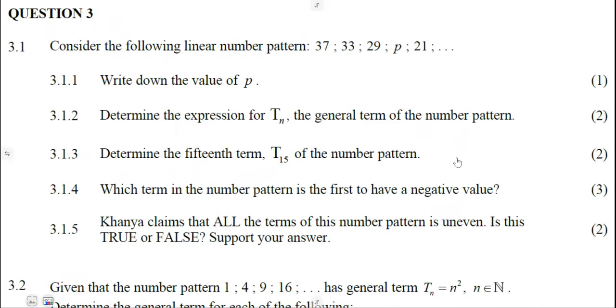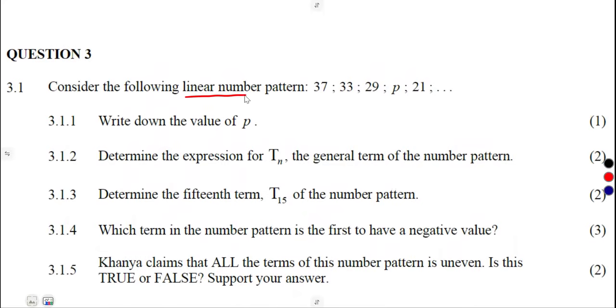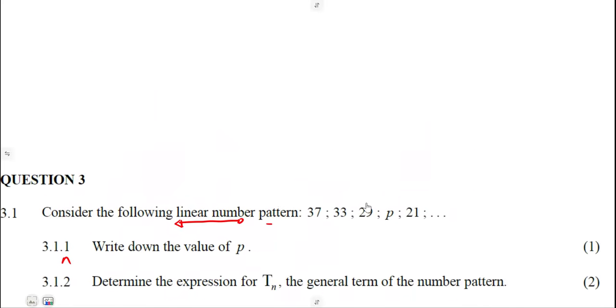All right. Calculate or write down the value of p from what we are given as a linear number pattern. From our linear number pattern, what will be the value of p? So we can see that these numbers are actually decreasing. 37, 33, 29. How are they decreasing?